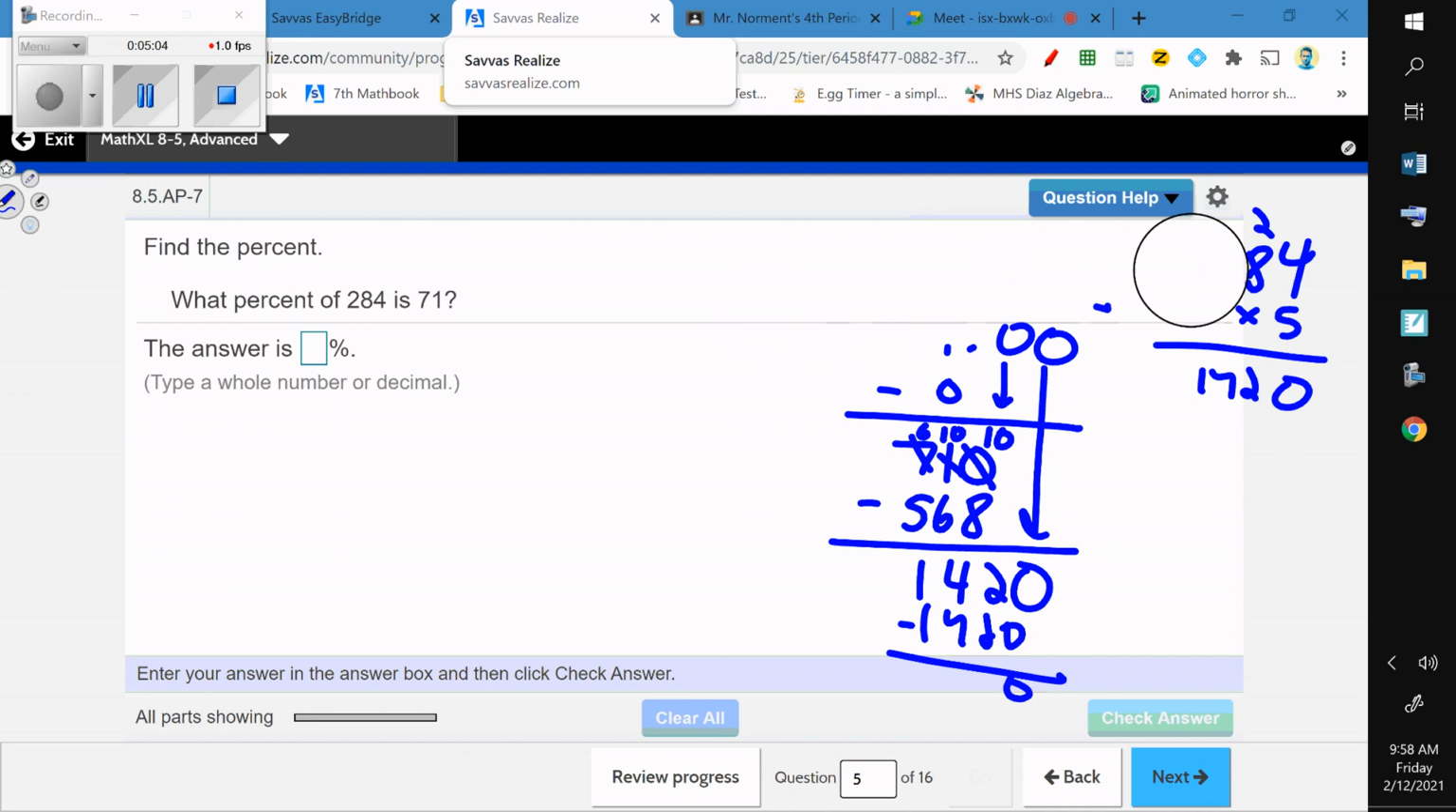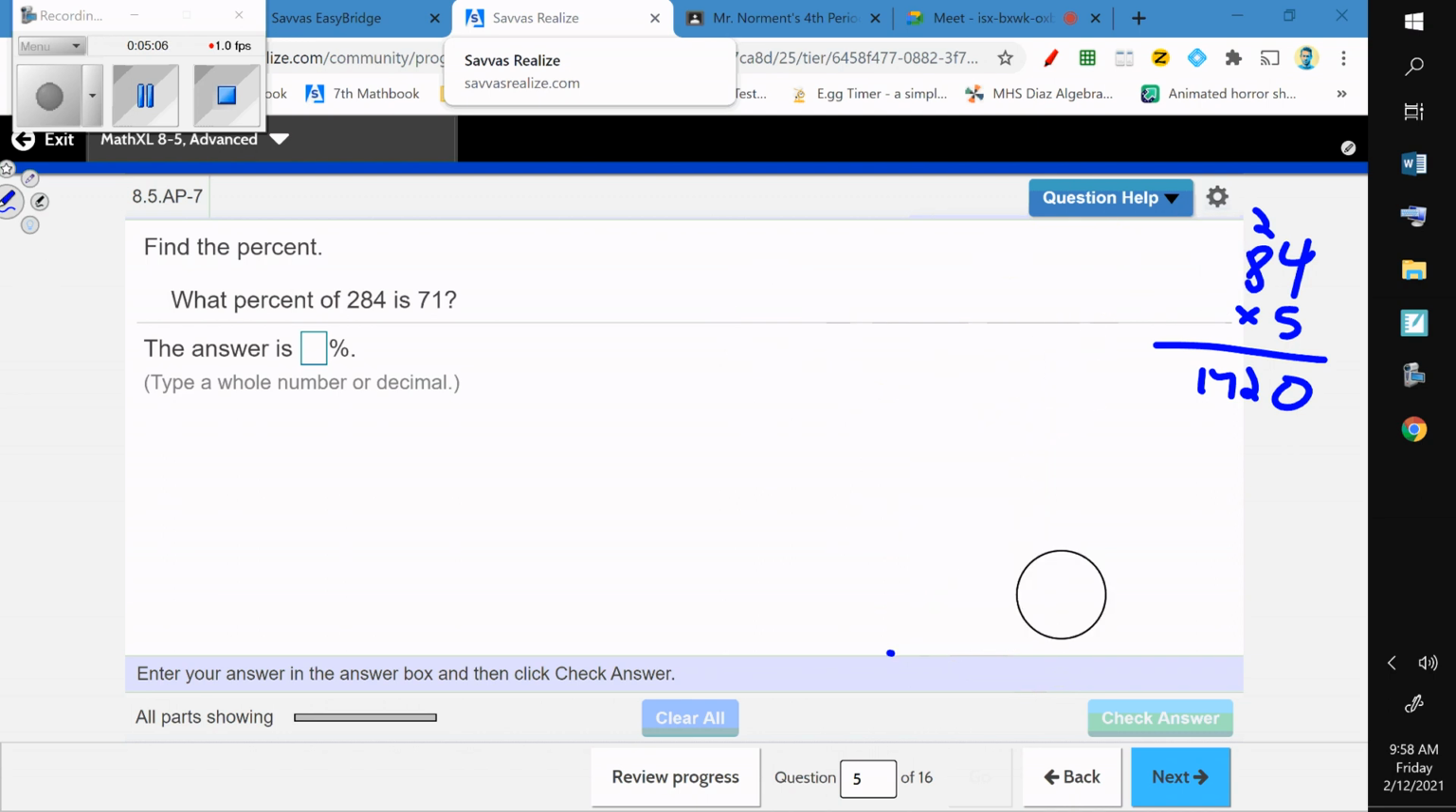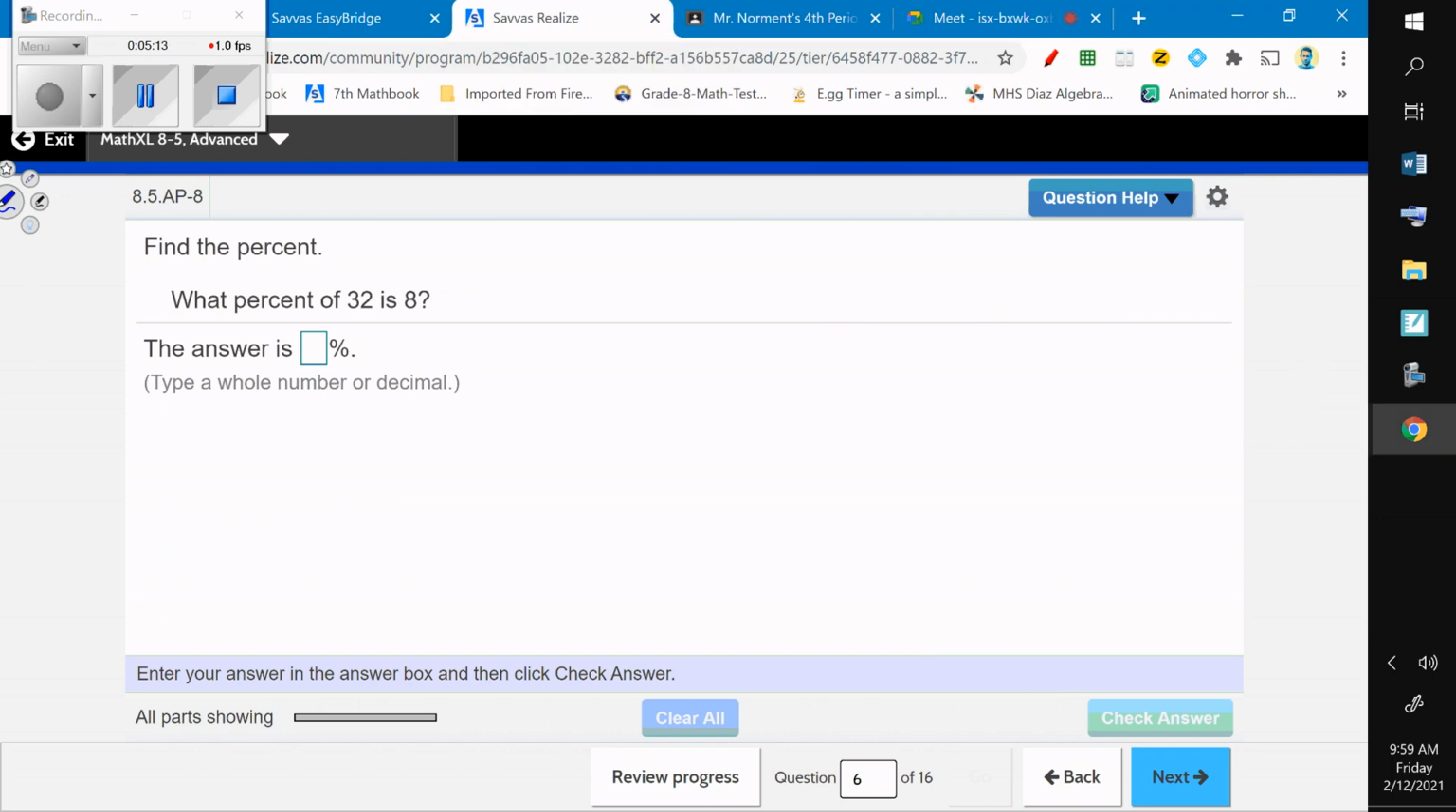And all of you should be able to do that. Now, some of you are probably going to put 0.25 as your answer because you're not actually listening, you're just watching, and you're going to miss it. And that's on you if you do that. What percent of 32 is 8?